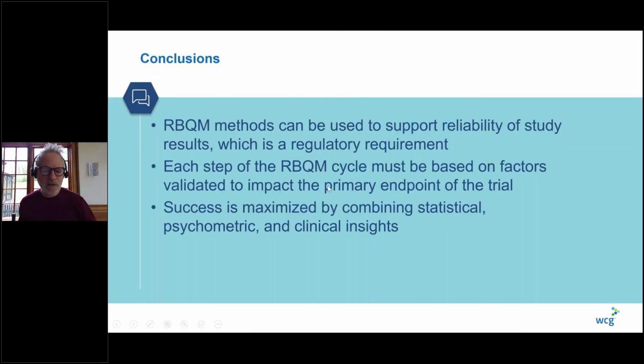And this is my last slide, and I think I'll just leave you with that final thought that you can actually do what the regulators are asking you and implement your measures in a way that supports the reliability of study results if you adopt a definition of reliability, if you harness your methods towards that goal, and make sure that you are optimizing your methods throughout your risk-based monitoring cycle to make sure that they're focused on the ultimate reliability of your primary endpoint of your clinical trial. The end.